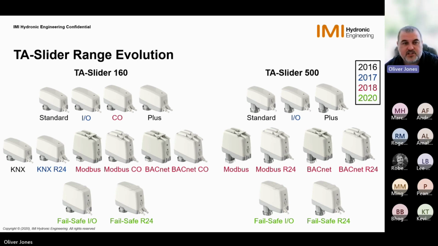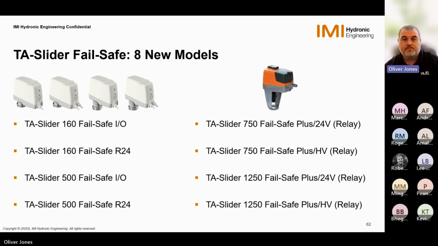As the range evolved, we have the CO, which is our changeover. So the changeover can be used to connect the slider with the actuator of a 6-way valve, and it minimises the amount of wiring and setup that you have to do to control those 6-way valves. And then we also released our Modbus and BACnet versions of the actuator with more advanced changeover and relay toggling features. And then in 2020, we released the fail-safe versions of Slider 160 and Slider 500, with one being the binary input and the R24 with the added R24 bistable relay.